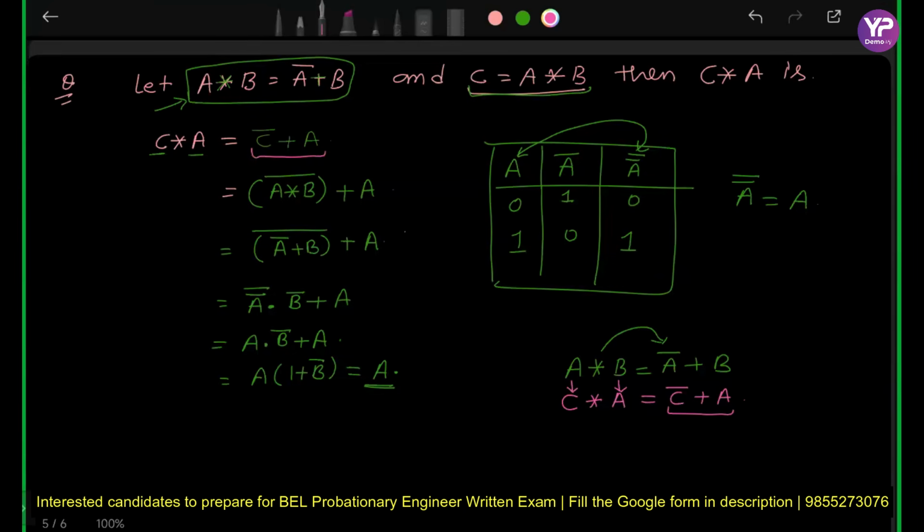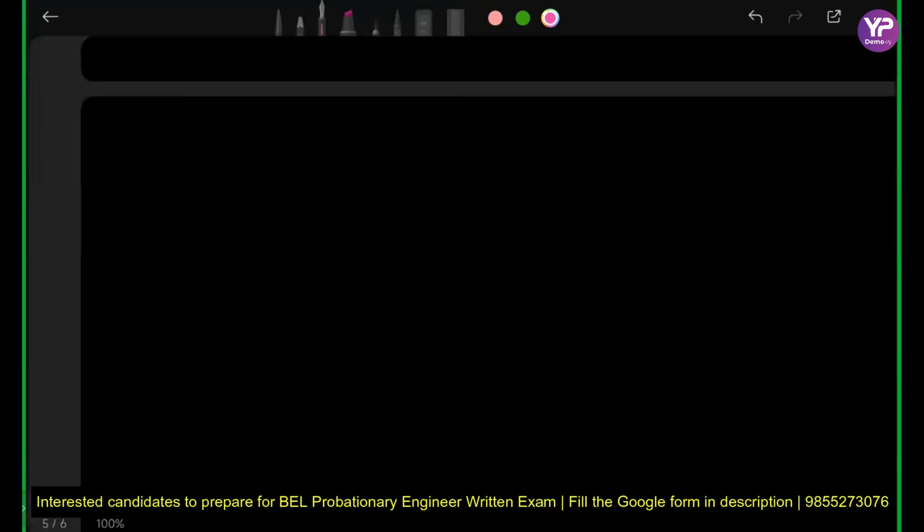Yes, sir. After that, A star B bar. What you are seeing is the second expression given in the question. C is equal to how much? A star B. So I just replaced the value of C. Okay, sir, I got it. Tell me next. I understood, sir. Thank you. Then A star B is going to be A bar plus B. That's what I replaced, and the rest of the thing I solved here. Anyone else? No, sir. Okay, I think everyone understood this thing, right?